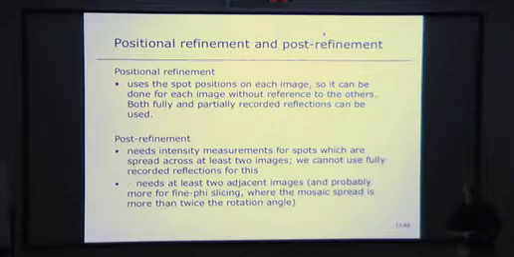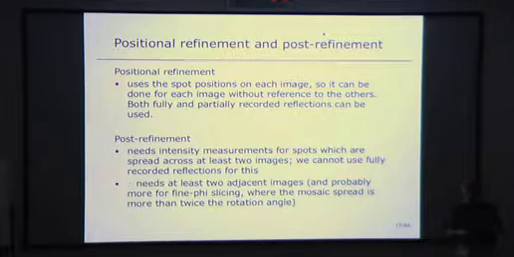But post-refinement needs intensity measurements that are spread over at least 2 images. And we can't use any fully recorded reflections for that. And this is a good reason not to collect coarse slice data too often if you can help it, because it reduces the number of spots on the images that you have available for post-refinement.